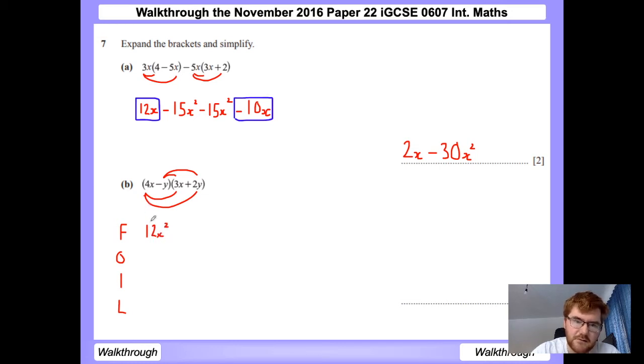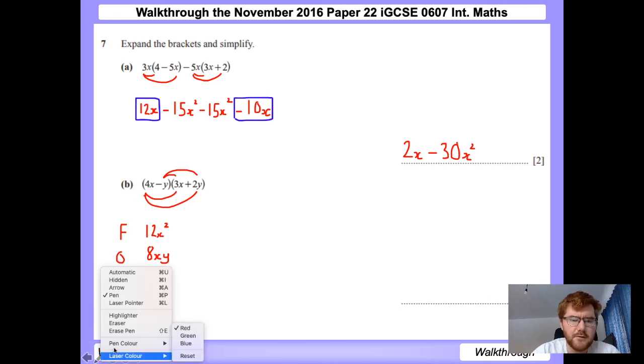Then we do the outside terms. So 4x times 2y is equal to 8xy. Then we do the inside terms. So minus y times 3x is equal to minus 3xy. And then the last terms, minus y times plus 2y is minus 2y squared. Not forgetting the squared part.